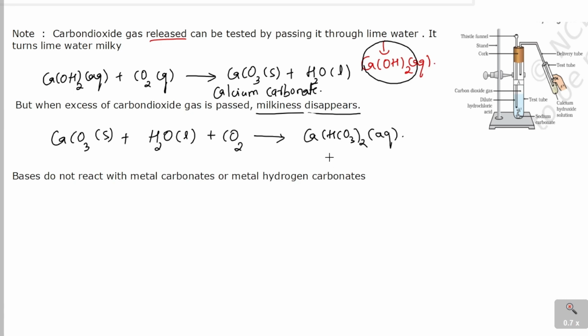And again, it may be asked, what happens when excess carbon dioxide gas is passed? There is a disappearance of milkiness, because this calcium carbonate which is formed along with the water will react with the excess carbon dioxide, resulting in the formation of calcium hydrogen carbonate. This is an aqueous solution, meaning it is soluble in water, because of which the milkiness will disappear. You have to note down these 2 points.